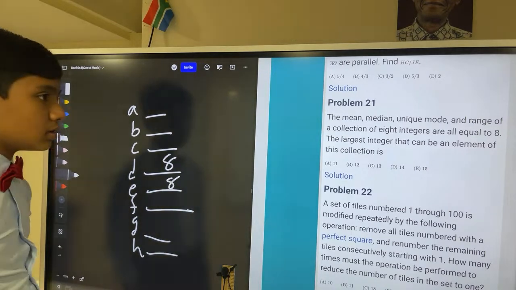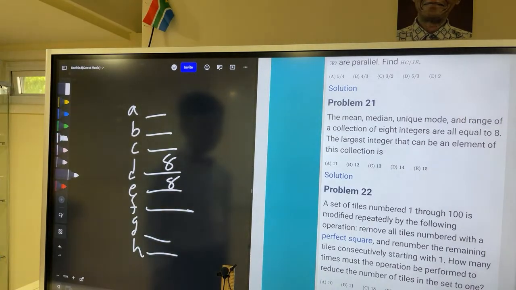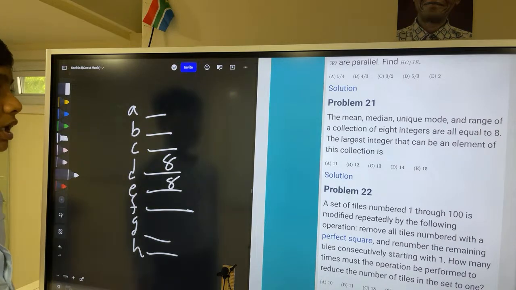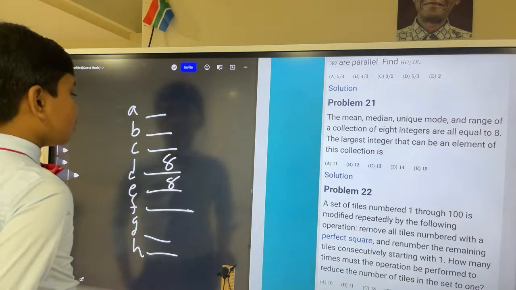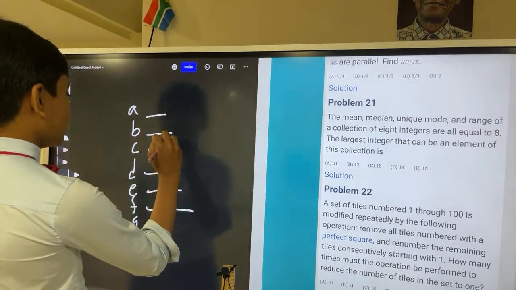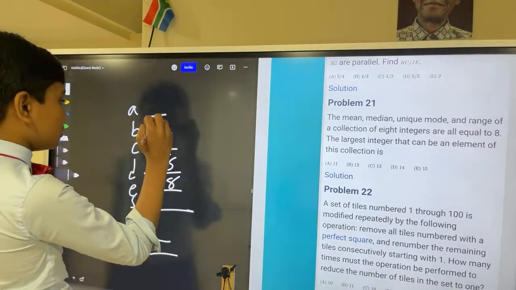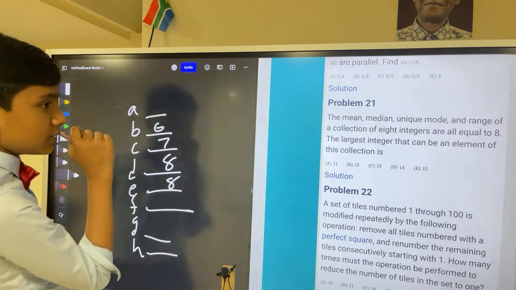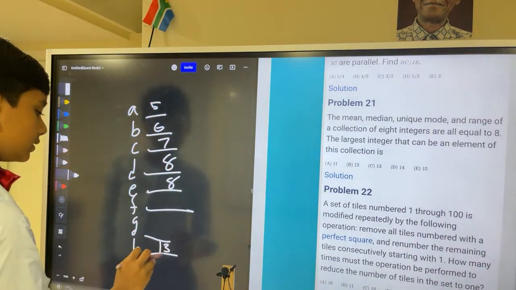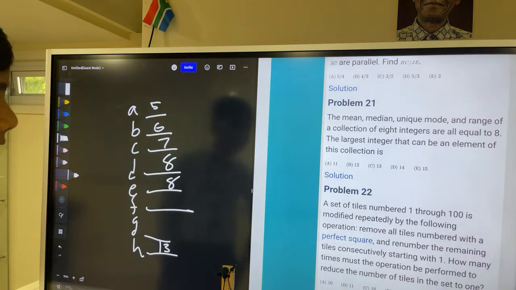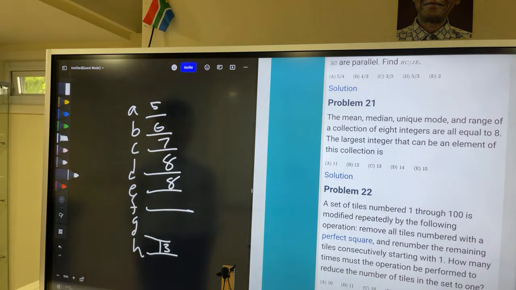Well, if it's a unique mode, then we're going to have to go down: 7, 6, 5. The largest integer in this collection has to be 13. Can we do any better? I'm sure we could.